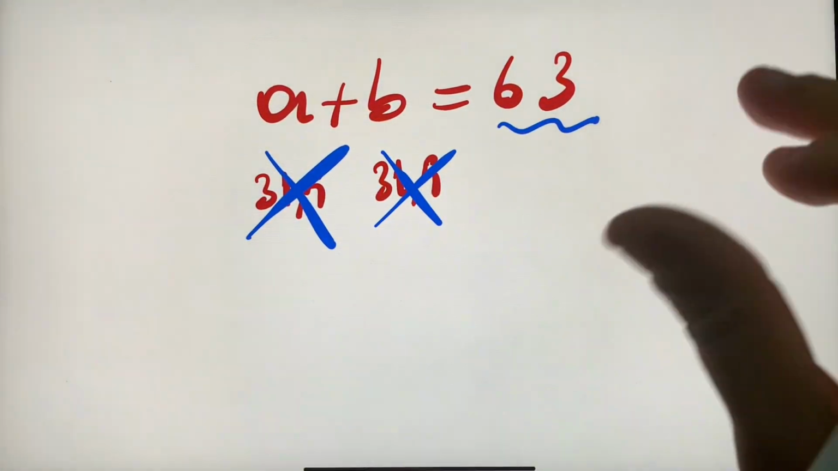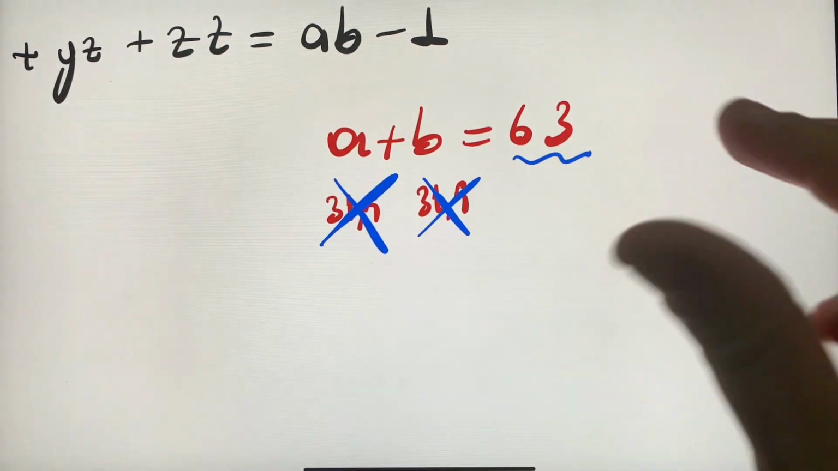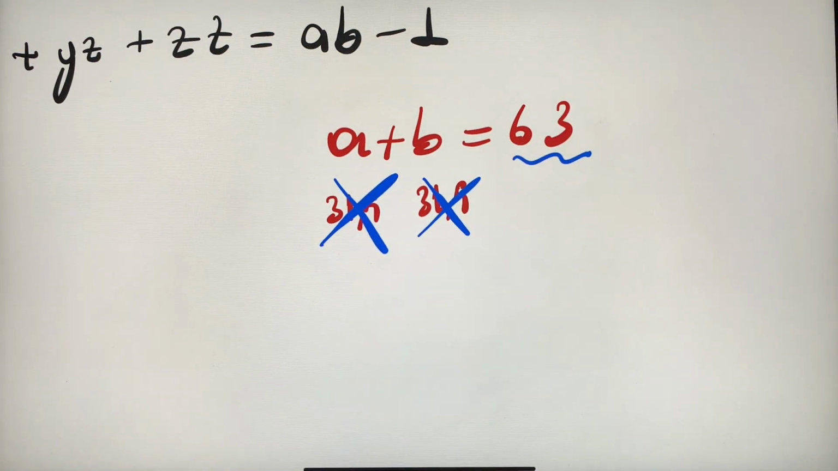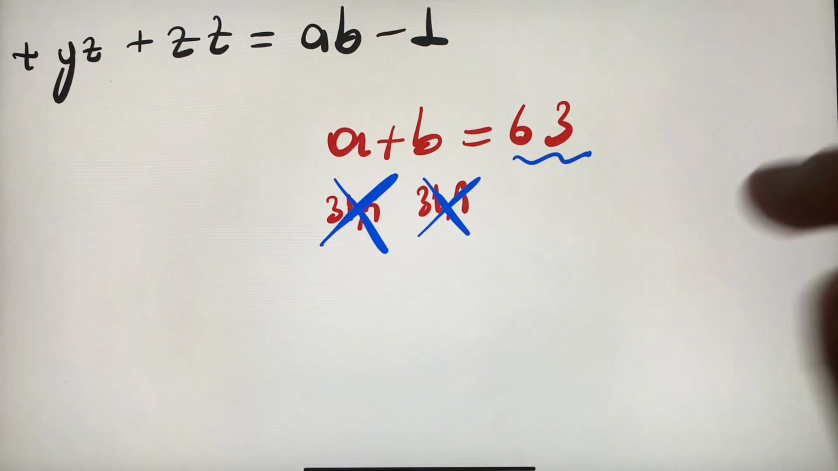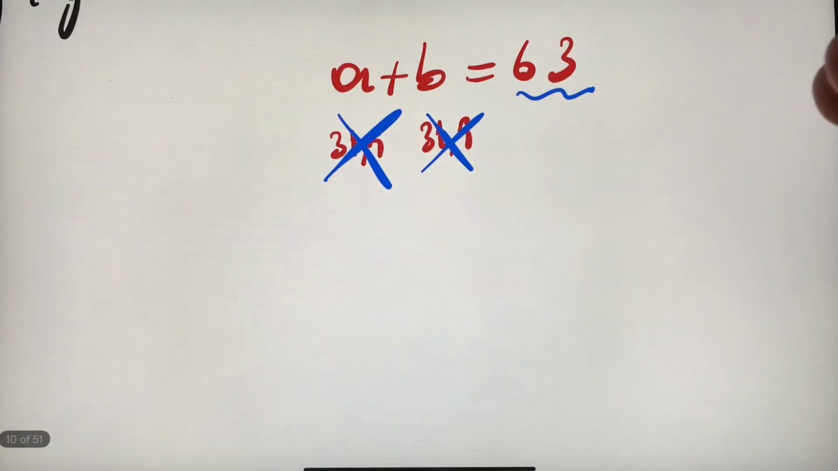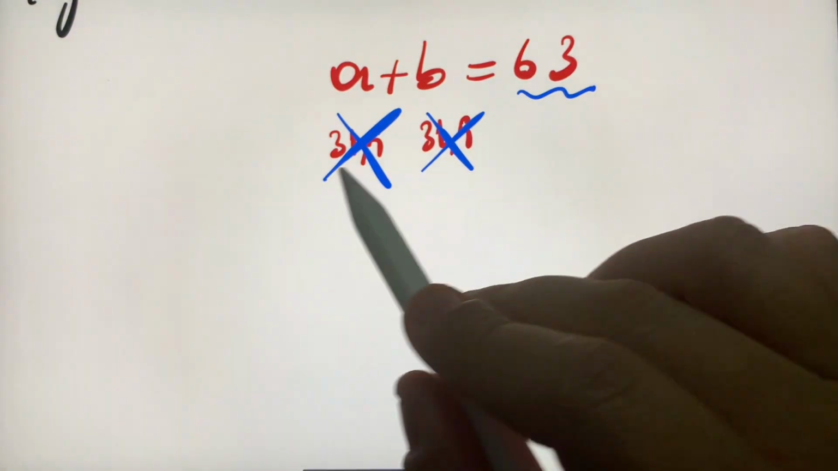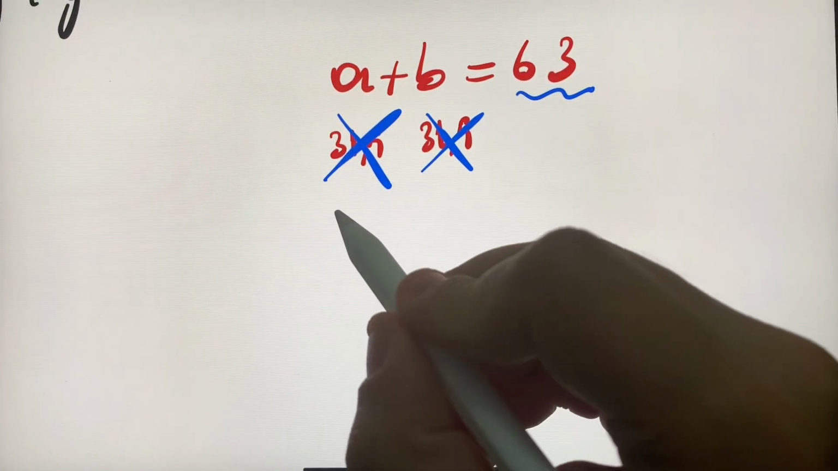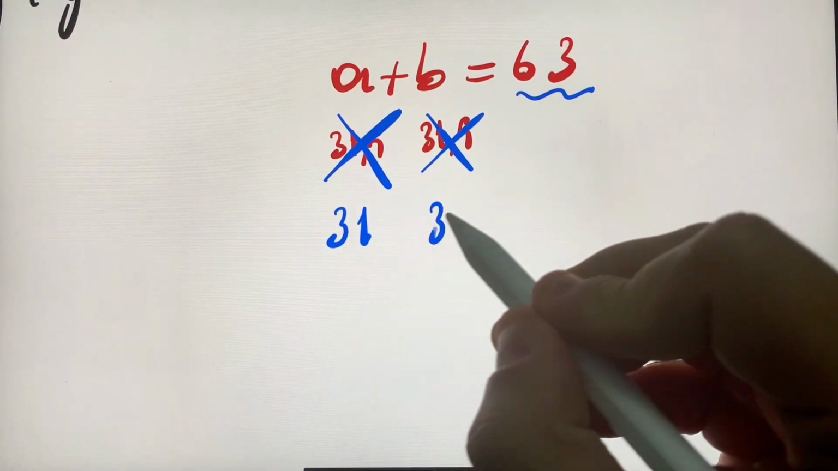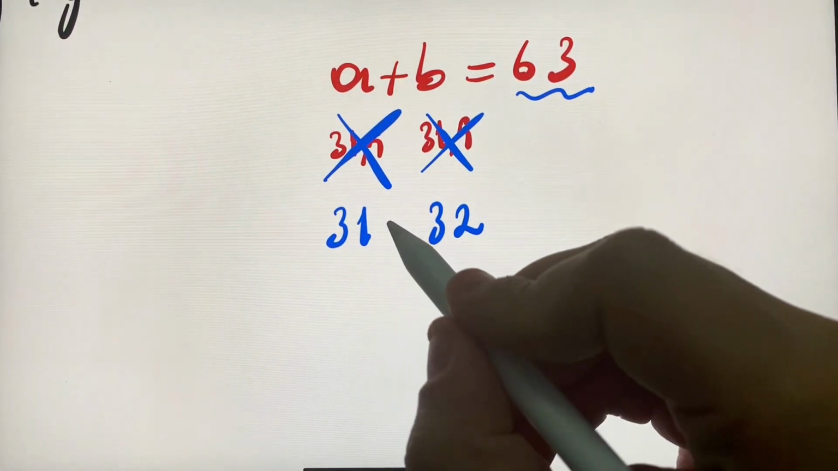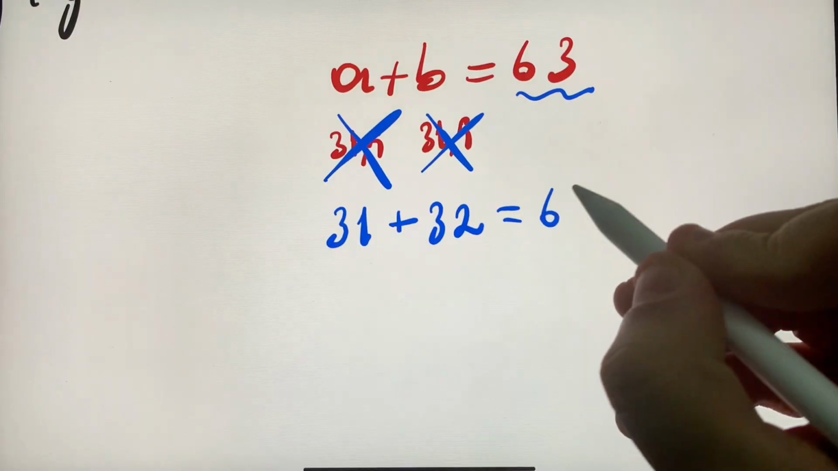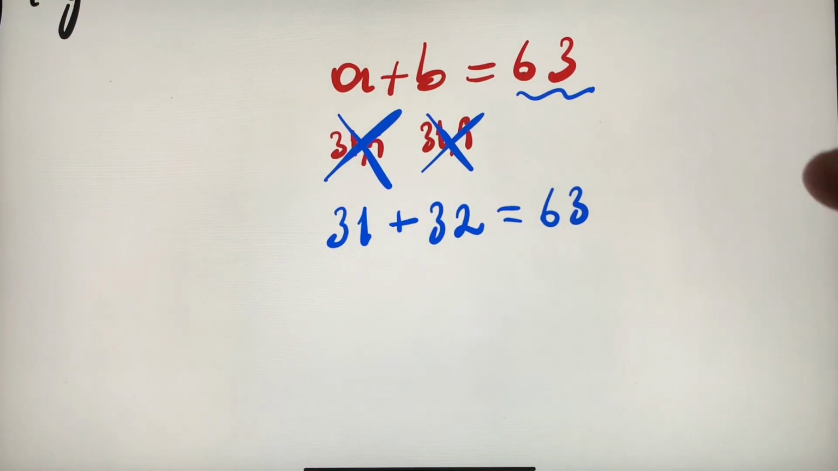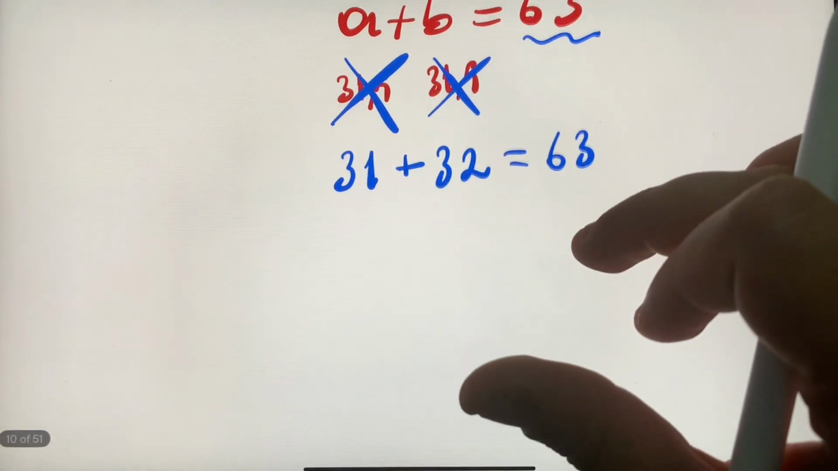Now if you pay attention, the number here is an odd number. Odd plus even, or even plus odd, gives an odd number, so definitely one of A or B should be odd and the other even. If I can't choose them equal, what can I choose in this case? 31 and 32. When I add them, I reach the result of 63 again. That's how I could choose these numbers.